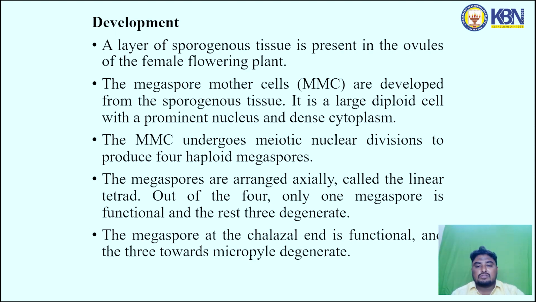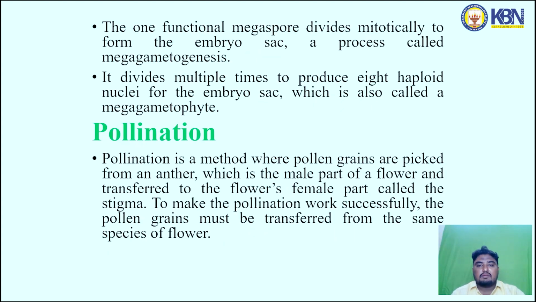The MMC undergoes meiotic nuclear division to produce the 4 haploid megaspores. The megaspores are arranged axially, called the linear tetrad. Out of the 4, only one megaspore is functional and the other 3 degenerate. The megaspore at the chalazal end is functional and the 3 towards the micropylar end degenerate. The one functional megaspore divides mitotically to form an embryo sac, a process called megagametogenesis. It divides multiple times to produce the 8 haploid nuclei of the embryo sac, which is also called the megagametophyte.